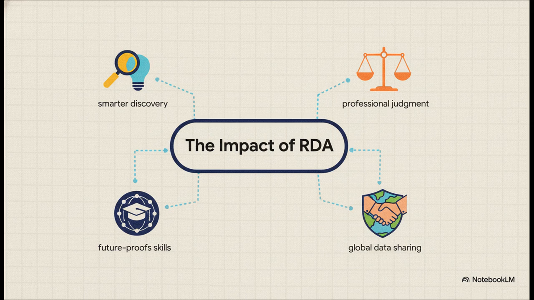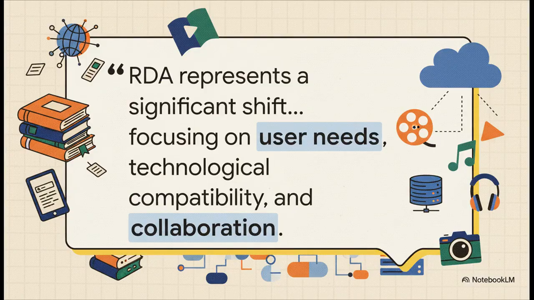With RDA, you can create search systems that are actually smart and intuitive for users. You're preparing library catalogs for the semantic web and linked data. You're future-proofing your own skills. And it empowers you to move beyond just following rules and start using your professional judgment to connect people with information. I think this quote just nails it. It's all about a massive shift towards meeting user needs, working with modern technology, and collaborating on a global scale. It's not just a change in practice, it's a whole new way of thinking.